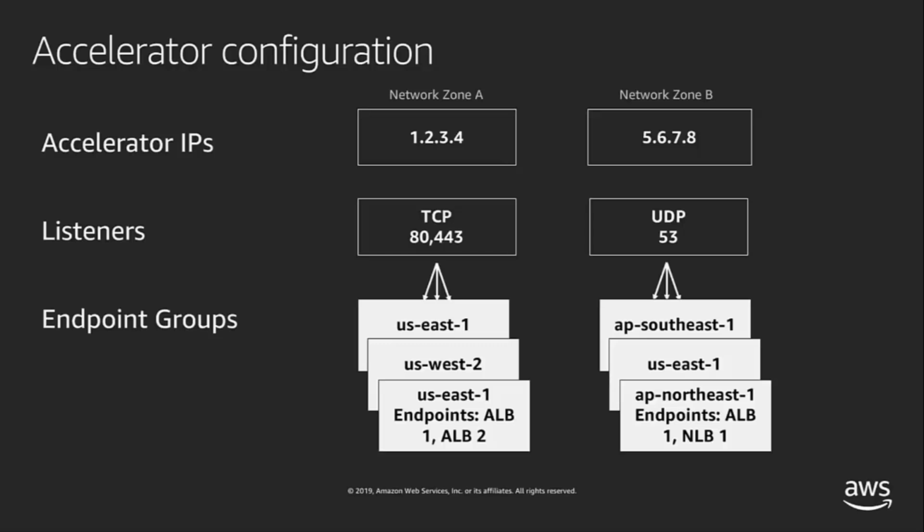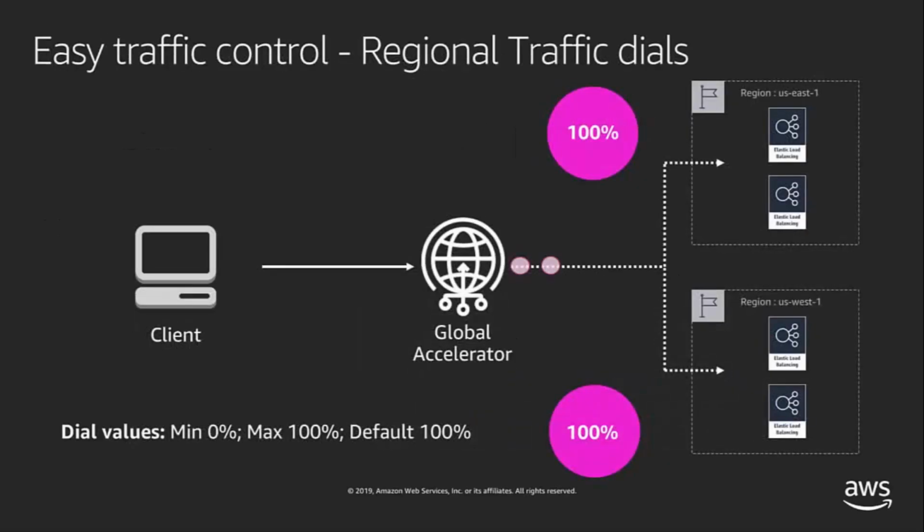Behind each listener, you can create multiple endpoint groups. You can create one endpoint group per region, so this is really tied to a single region. So you can have, for example, 3 endpoint groups, 2 in the US and 1 in Europe, for example. And within each endpoint group, you can include multiple endpoints, and these can be application load balancers, network load balancers, or elastic IPs.